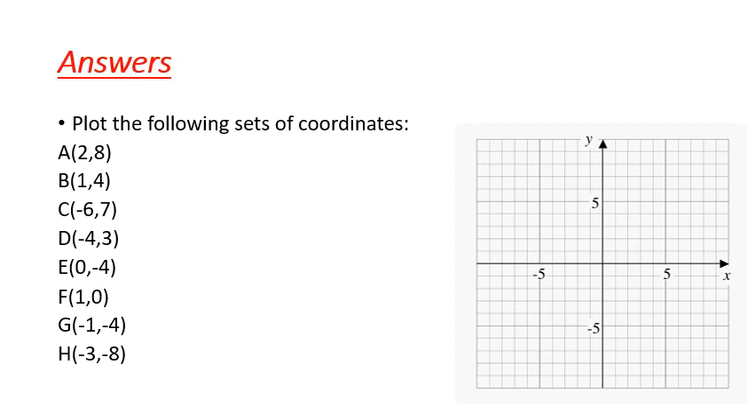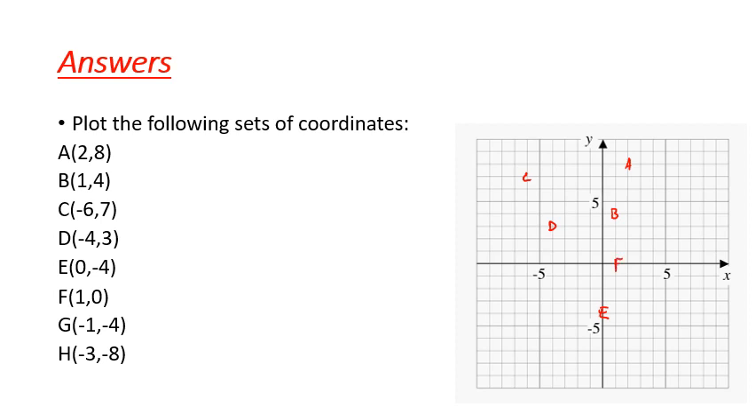Okay, so let's see how you went. A would have been 2, 8, which would have been up here. B would have been 1, 4, which would have been here. C is minus 6, 7. So C would have been up in our second quadrant. D would have also been in our second quadrant at minus 4, 3. E is 0, minus 4. So E would have been down here on the y-axis. F was 1, 0. So F would have been here on the x-axis.